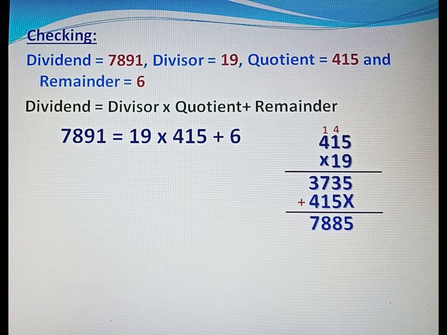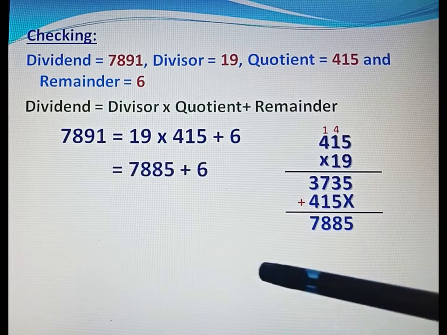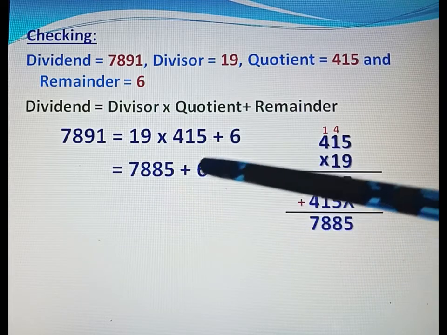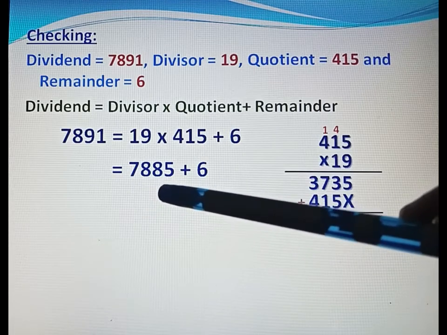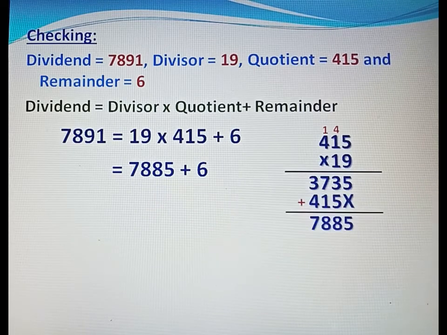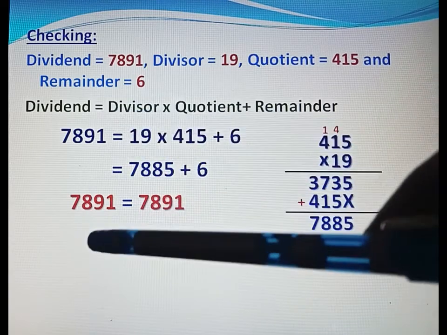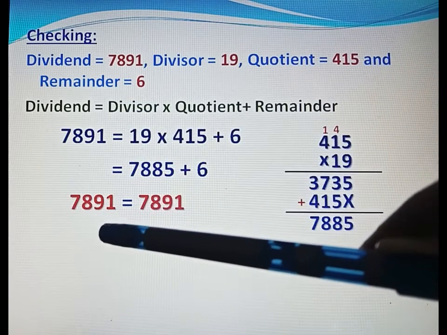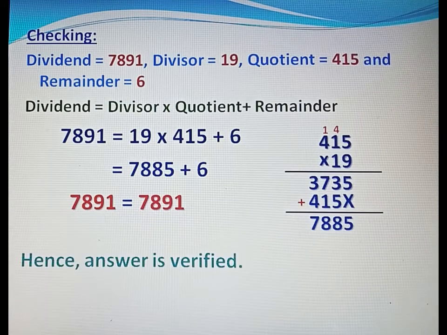415 multiply 19 equal 7885. Right here 7885 plus 6, and then we will add 7885 plus 6 equal 7891, and dividend equal 7891. Both are equal, hence answer is verified.